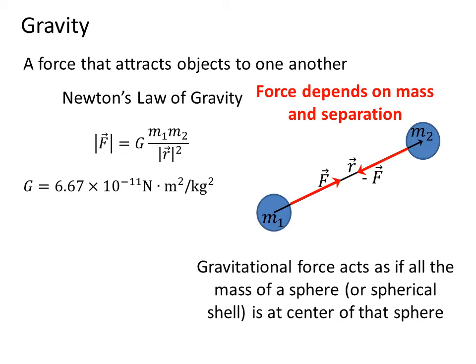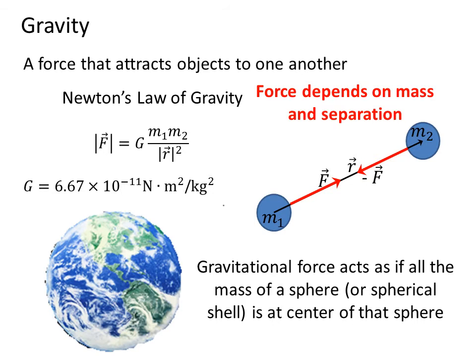Gravitational force acts as if all the mass of a sphere or spherical shell is at the center of that sphere. So if you're looking at the Earth and a person standing on the Earth, the separation between the person and the Earth is the radius of the Earth. So it's the distance from the center of the Earth to the person.